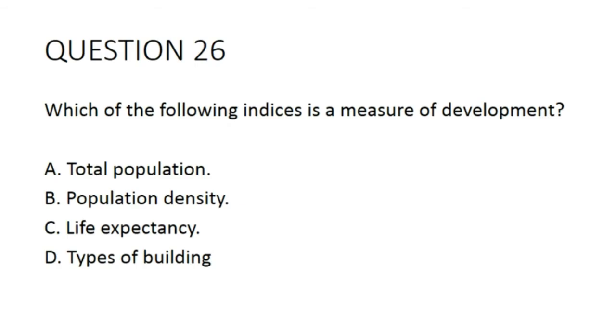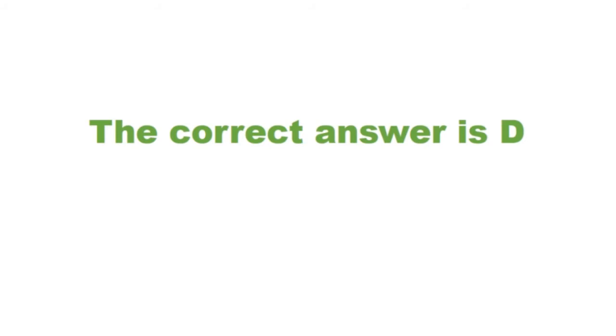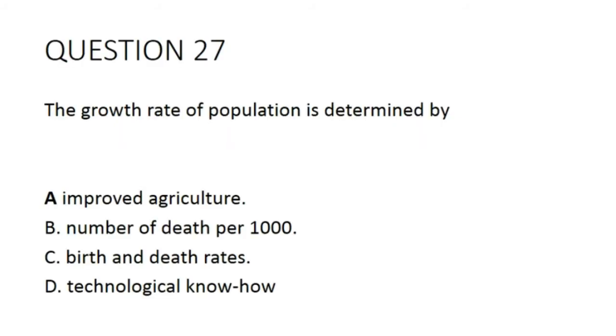Destruction of habitat. 26. Which of the following indices is a measure of development? A. Total population, B. Population density, C. Life expectancy, D. Types of building. Types of building is a measure of development. 27. The growth rate of population is determined by A. Improved agriculture, B. Number of deaths per thousand, C. Birth and death rate, D. Technological know-how. The correct option is C.